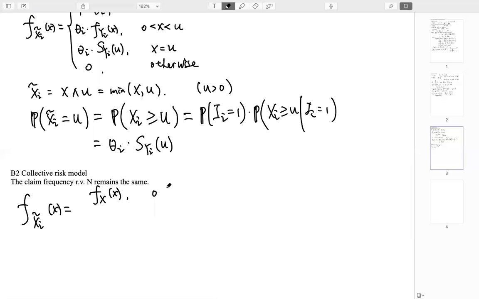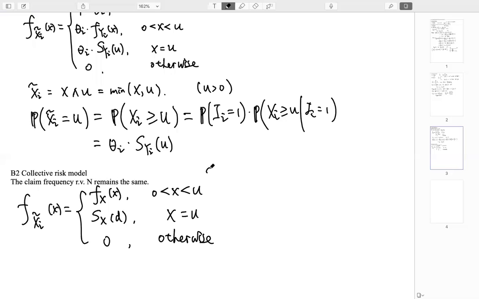If your size is less than the policy limit, otherwise it's simply the survival function. Oh, not greater than. It's equal to the policy limit, and it will be 0 if x is some other values. Okay, again, it's straightforward, right? Because of the definition.